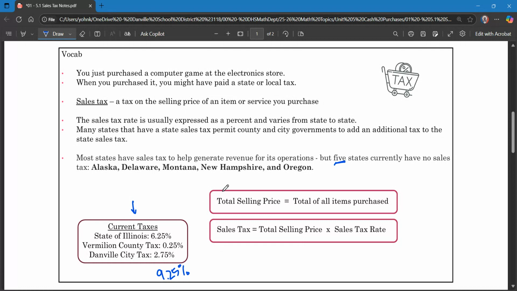So maybe it's actually the same amount, but different amounts of money are going to different places. If you want to calculate sales tax, first you're going to find your total selling price. That's when you're going to add everything up that you're buying. And then to find the sales tax, you're going to take your total selling price and multiply by the sales tax rate. Now, the sales tax rate is usually a percentage that you're going to have to change into a decimal before you can do any kind of multiplication.